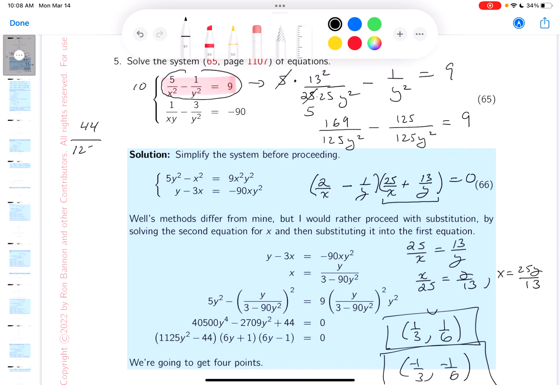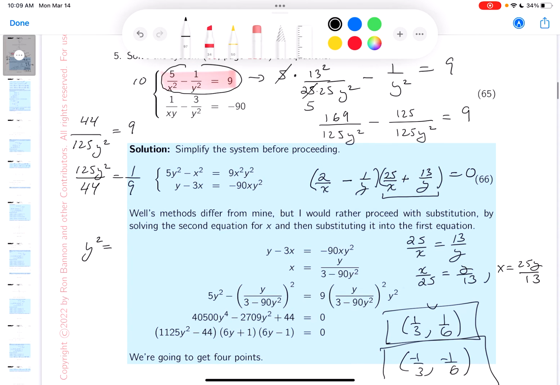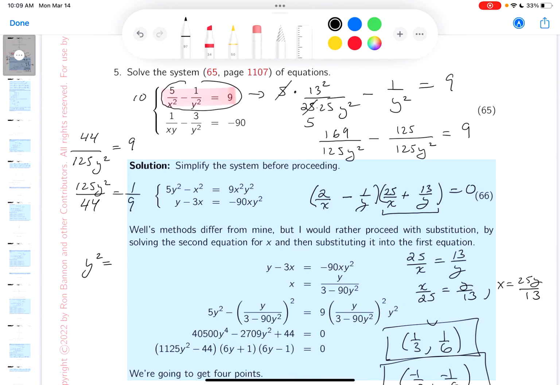Over 125 y squared is equal to 9. Well, let me write this a little differently. 125 y squared over 44 is equal to 1/9. Y squared. I hope I didn't make any errors here. Let me make sure I got the 44 right. Yeah, I think I did it right there. Let me see if I did the other part right.